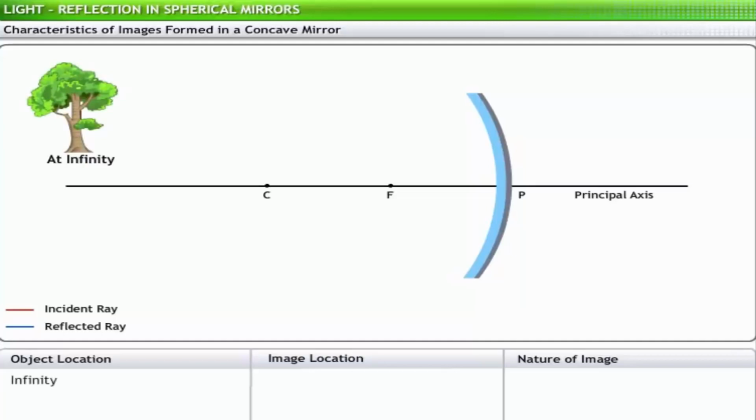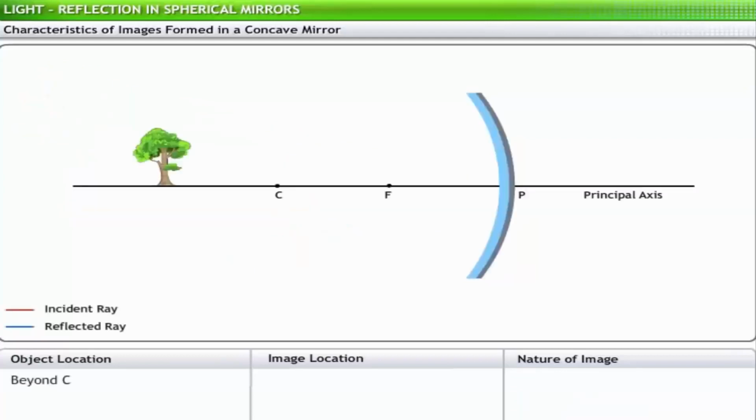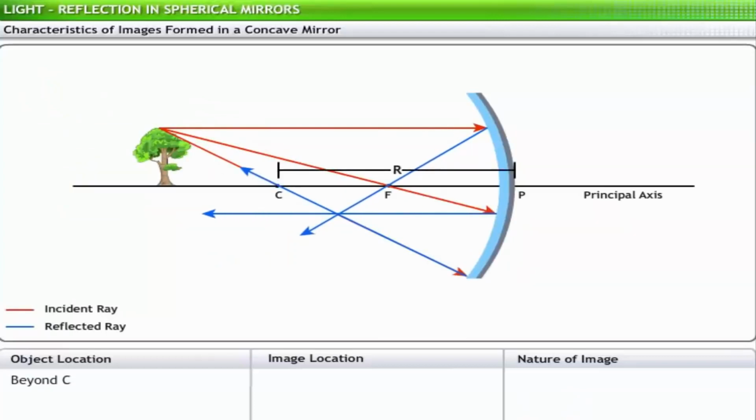When the object is at an infinite distance, the image is formed at the principal focus F. This image is real, inverted, and highly diminished in size. When the object is placed at a finite distance greater than the radius of curvature R, the image is formed between the principal focus F and center of curvature C. This image is real, inverted, and diminished in size.